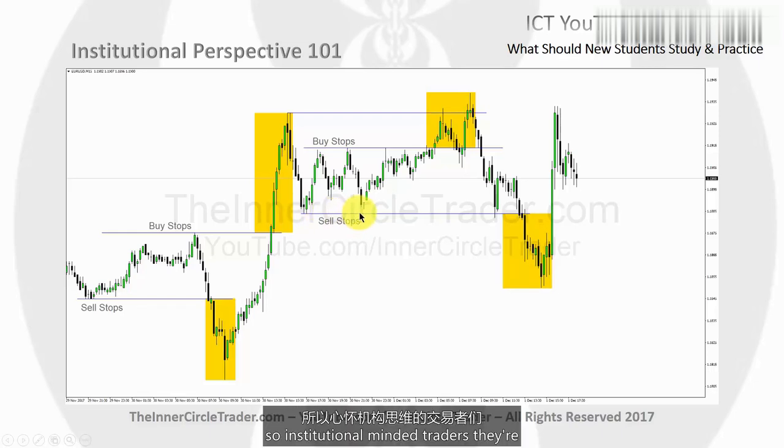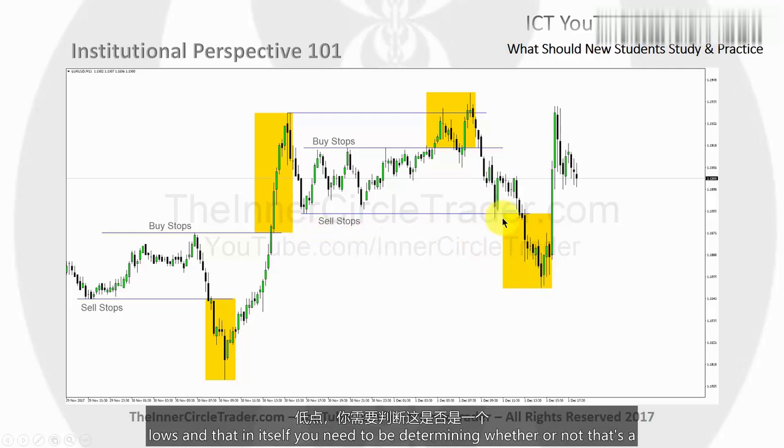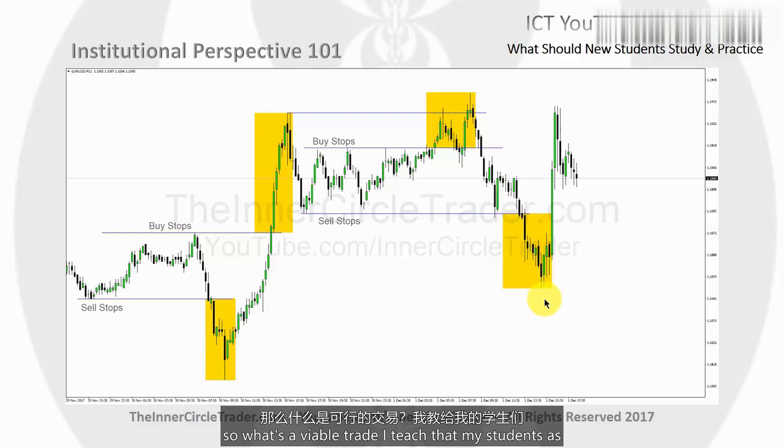So institutional-minded traders are going to see this as liquidity. The market will drop down 10 to 20 pips below equal lows, and that in itself, you need to be determining whether or not that's a trade that's viable for you. So what's a viable trade?